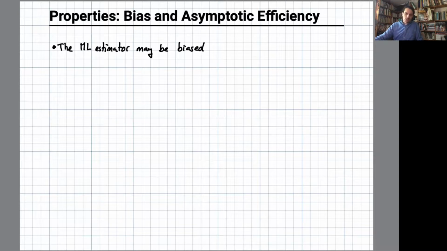Now let us look at some of the most remarkable properties of the maximum likelihood estimator. One of them is that this estimator need not be unbiased, right? In fact, in one of the examples we have discussed, the ML estimator is not unbiased, right? So this is different from the previous estimators that we have discussed in the course.